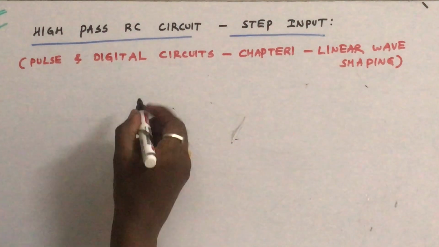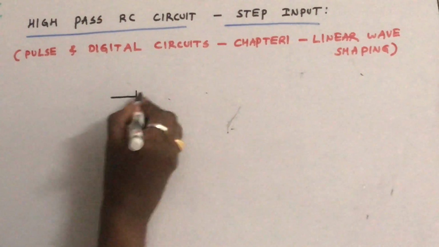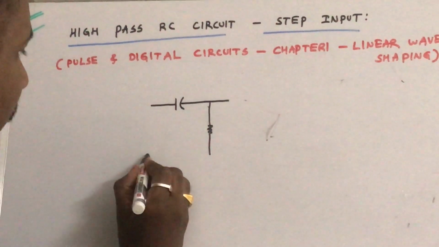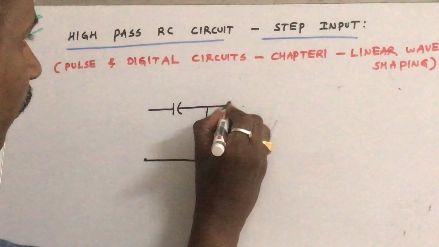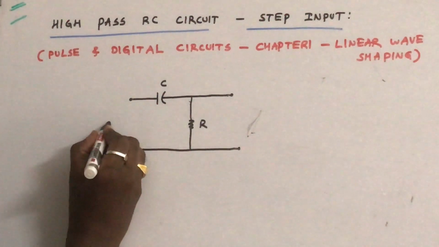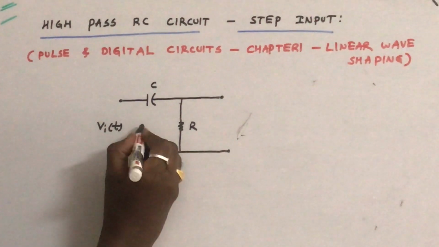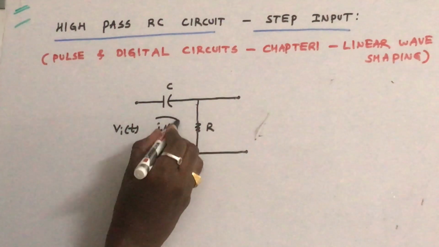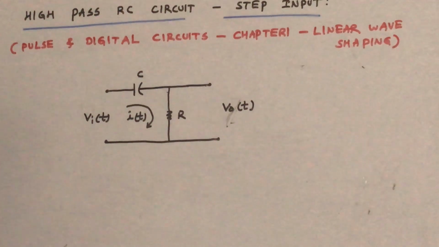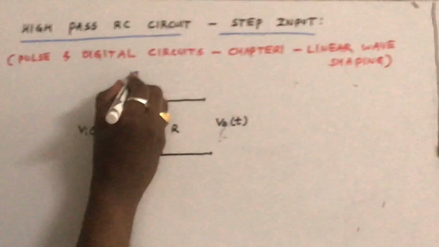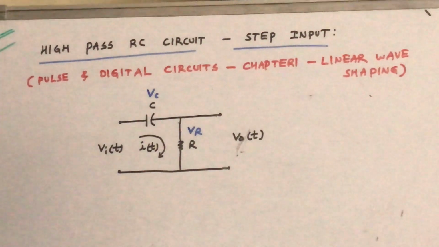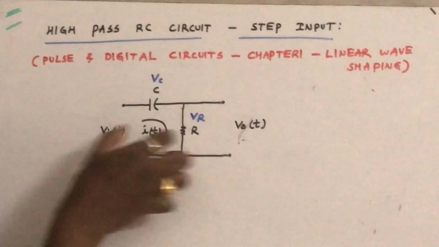First let us draw the RC high pass circuit. This is the capacitor, because it is a passive circuit. It consists of a capacitor and a resistor. This is the input voltage that we apply to this circuit. The current because of this Vi of t is say i of t. The output voltage is say V0 of t. Let us say the voltage across the capacitor is Vc and the voltage across the resistor is VR. So this is the RC high pass circuit with input and output.